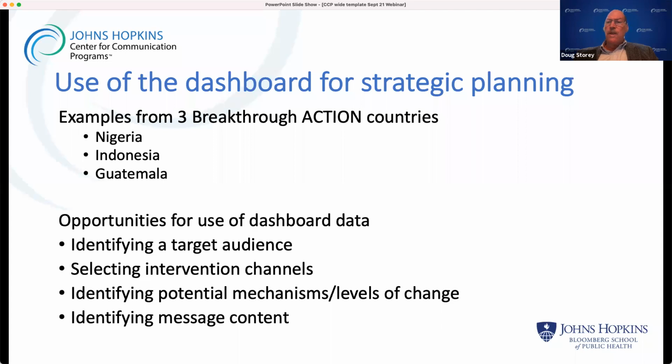The second is to think about how to select the intervention channels or sources of information that you might employ to deliver information and engage with your intended audiences. The third is to identify potential mechanisms or levels of change that you might focus on strategically as you allocate resources to improving vaccine acceptance and addressing hesitancy. And the fourth is identifying particular message content that may be of interest to your intended audience. Next slide, please.